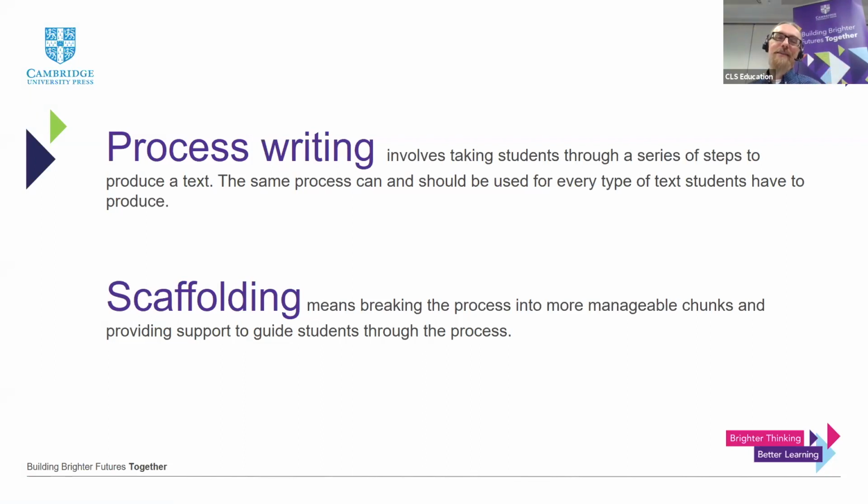So first of all, let's have a look at some definitions of the two key concepts that we're dealing with here. Process writing involves, first of all, taking them away from the product. So let's take students through a series of steps, carefully planned, and it's the same series of steps for every writing task. It doesn't matter what we're asking them to write. We can use these same steps and take them through these steps in order to produce text.